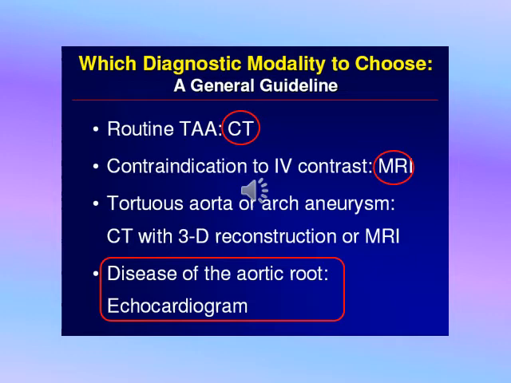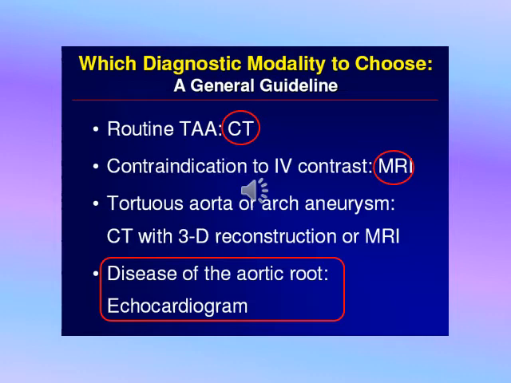This is just a simple guide, though there are more complex and sophisticated explanations which you need to be aware of. Basically, we do a CT for all patients with thoracic or abdominal aortic aneurysm if they are not contraindicated for use of dye. If the patient has dye allergy or marked renal impairment, then we will resort to an MRI. If we have a tortuous aorta or an aneurysmal arch of the aorta, which is quite difficult to scan with a simple CT, we need to go for 3D reconstruction CT or an MRI.